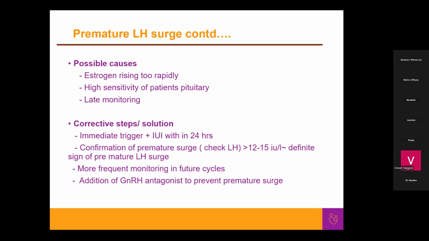At least if the follicle ruptures or the patient gets a premature surge, there will be a possibility of conception. Even if you have not triggered the cycle, but the patient has planned a relation, there could be a possibility of natural conception.